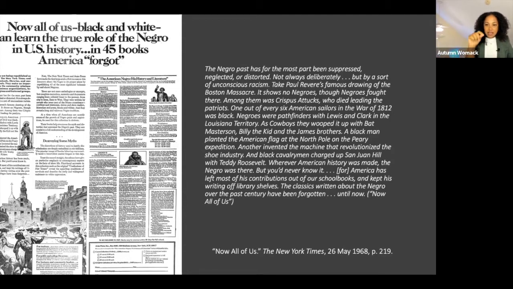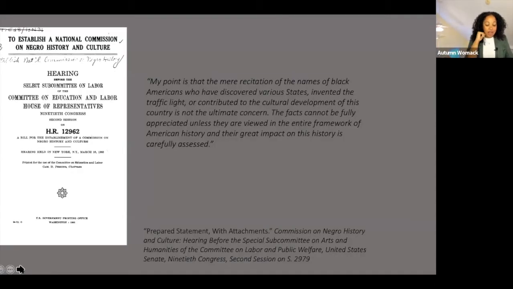So just as the story gets weirder, just when series one was beginning to shift, Arno Press found itself at the center of a proposal for the Commission on Negro History and Culture, first introduced by Senator Hugh Scott of Pennsylvania. Bill 12962 aimed to create a commission to study all aspects of the problems of preserving, collecting, and integrating evidence of the Negro past into the mainstream of American education.